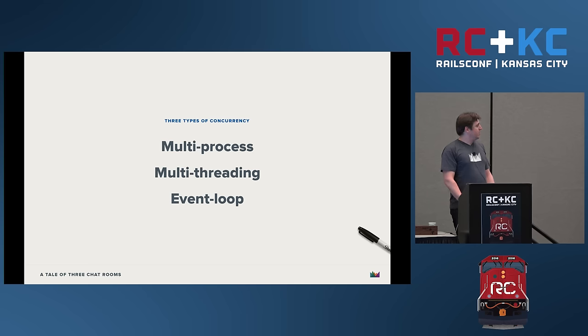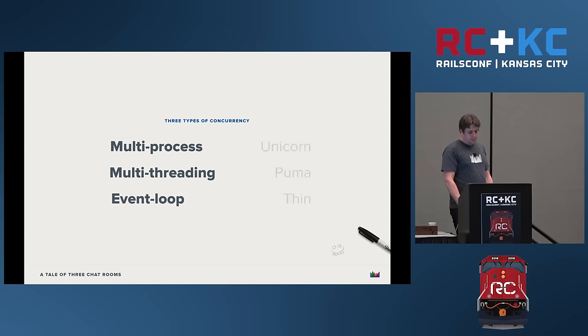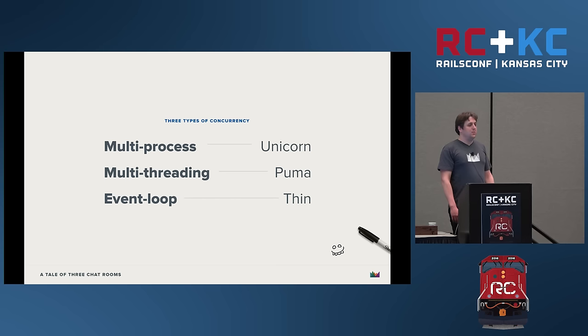In general, there's a few exceptions to this, but for simplicity's sake, we're going to be talking about these three main ways of doing concurrency. You can either run multiple processes, you can run multiple threads, or you can run an event loop and have that kind of fake concurrency in a sense. So you're probably familiar with these three web servers. They all use one of these models with their up and down sides.